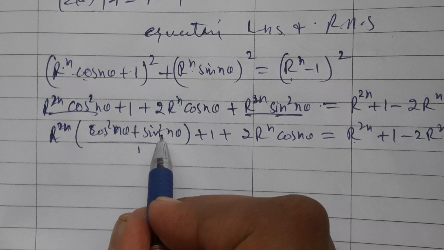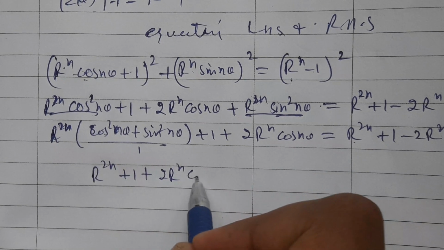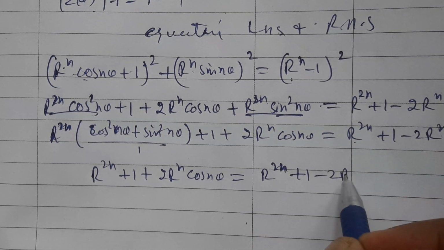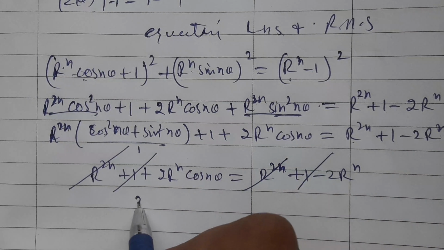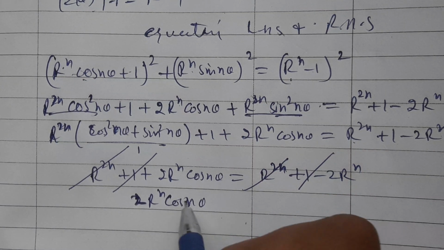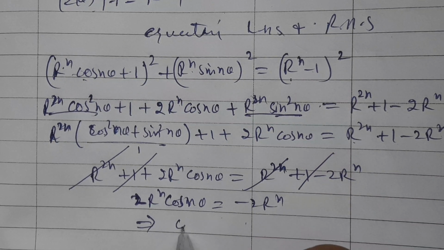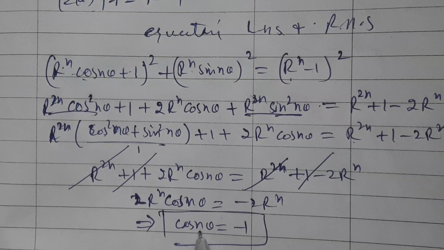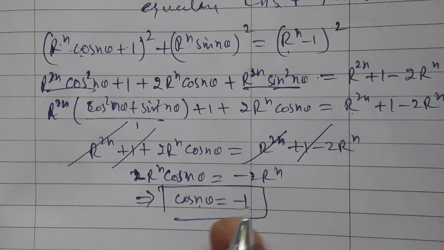Since cos square theta plus sin square theta is 1, this becomes r2n plus 2 rn cos n theta equals r2n plus 1 minus 2 rn. Here this will cancel. So my only remaining portion is 2 rn cos n theta equal to minus 2 rn, which implies that cos n theta is nothing but minus 1. So my theta satisfies all those values for which cos n theta gives me minus 1.